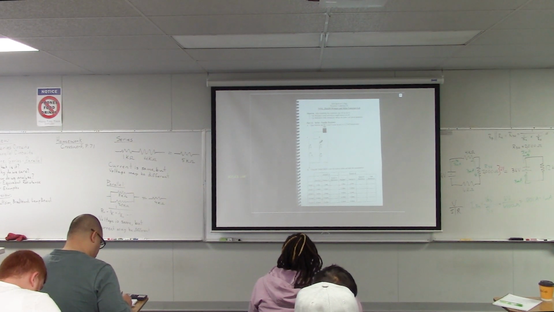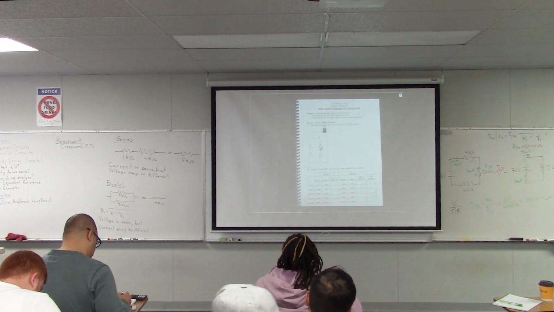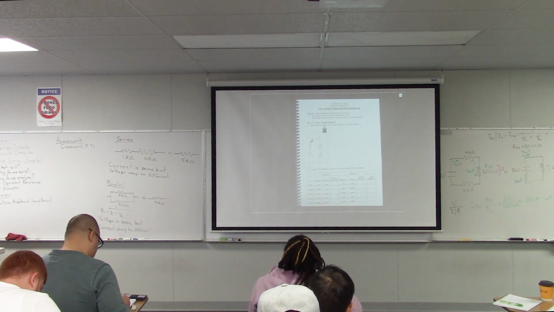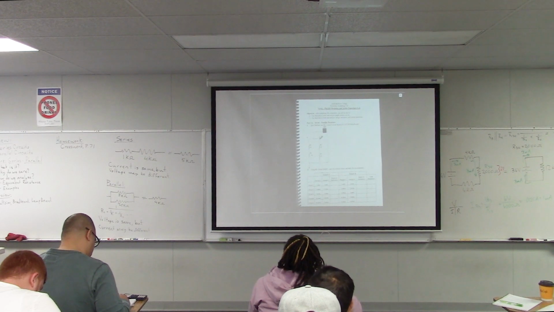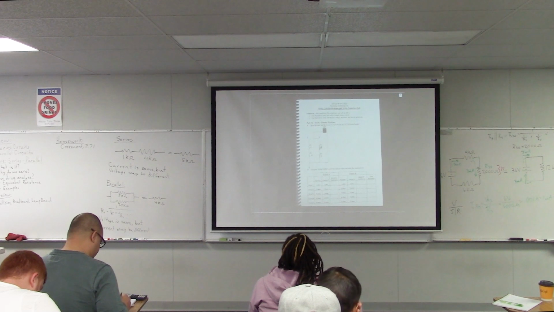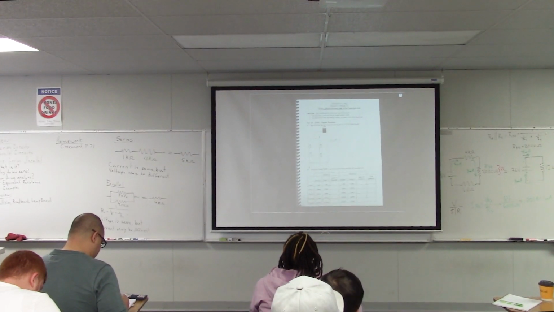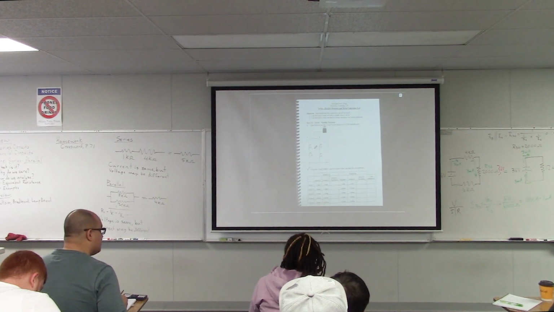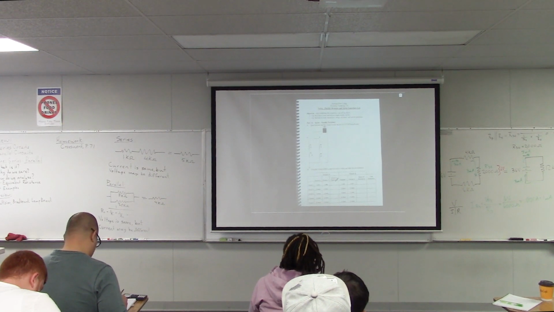So is this circuit a series circuit, a parallel circuit, or series parallel? Yeah, series parallel, because R1 and R3 are in series, R2 and R4 are in series, and then branch A is in parallel with branch B. So this is a series parallel circuit. Some parts are in series, some parts are in parallel. So you would open this up in Multisim and you would make measurements. You would also do some calculations.